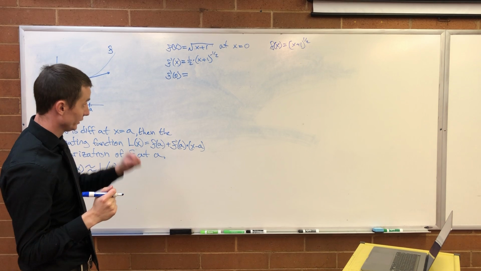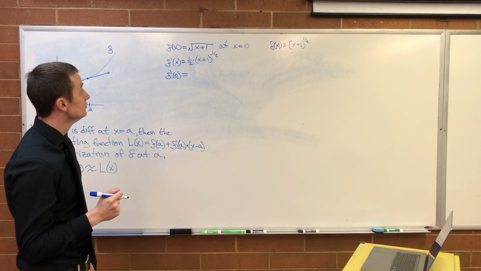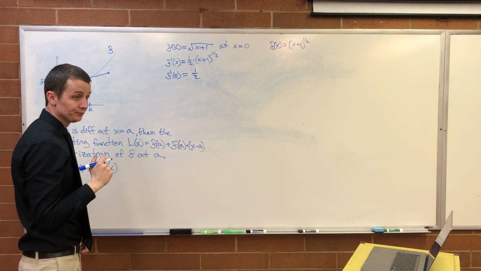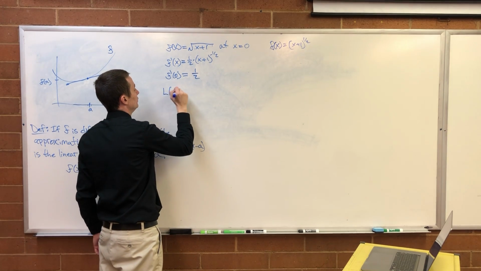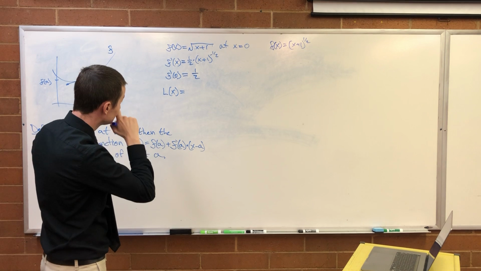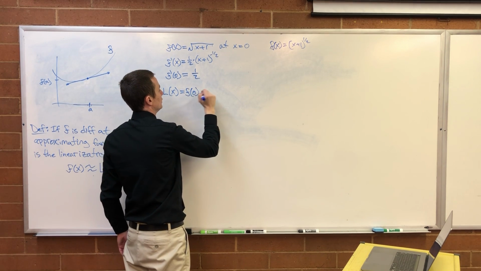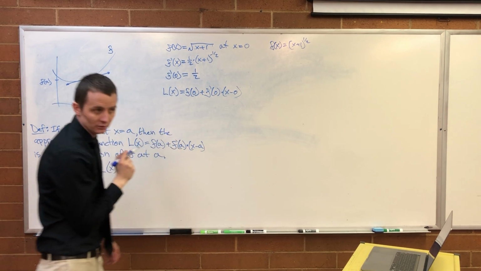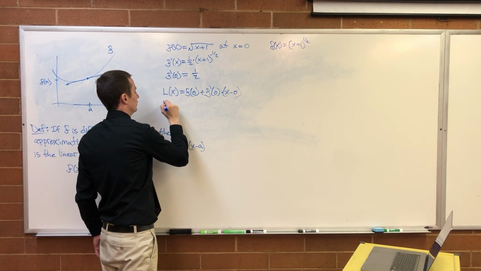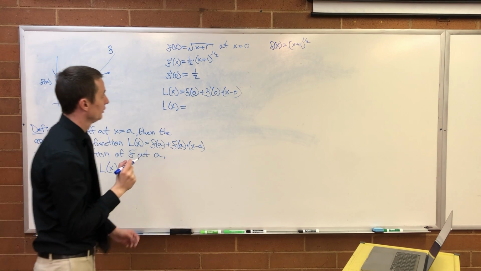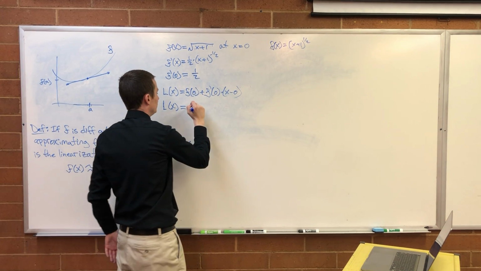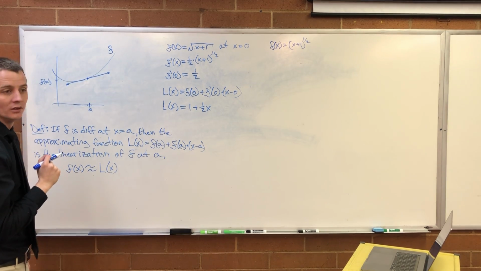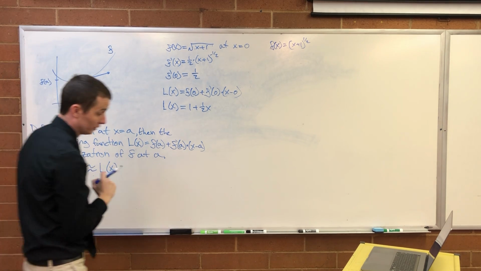What do we get when we plug 0 into that thing? 1/2. Just 1/2. Perfect. So our linearization is equal to f of 0 plus f prime of 0 times x minus 0, right? Just being super clear. So L of x is equal to, what's f of 0? 1. 1 plus 1/2 times x. So there is our linearization.